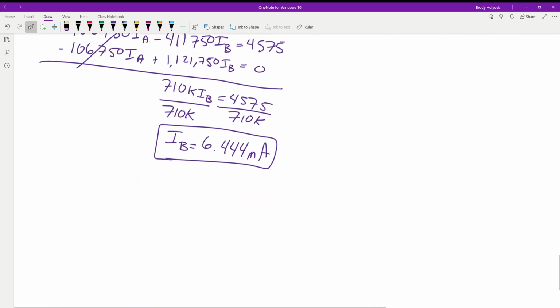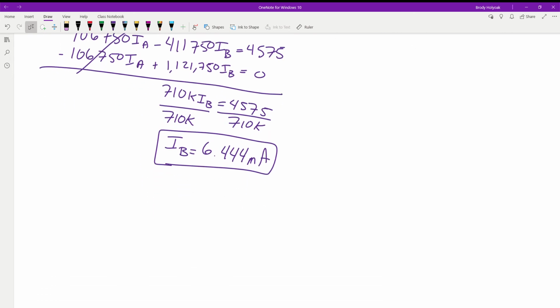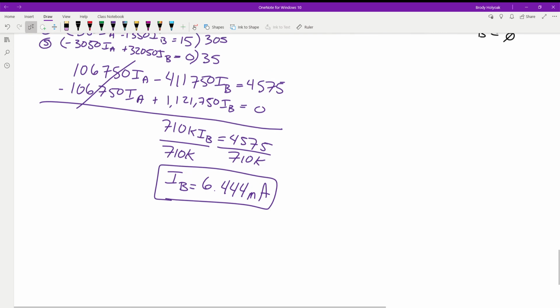Okay, so we end up with these values. So we have IB is equal to 6.444 milliamps. And one of the good things is IB is positive. So we know that it's going the right direction. So now we're going to take this value and go back to either our equation 4 or 5, doesn't matter which one, back to these originals, plug in 6.44 here, and solve down. Let's plug it into equation 5.